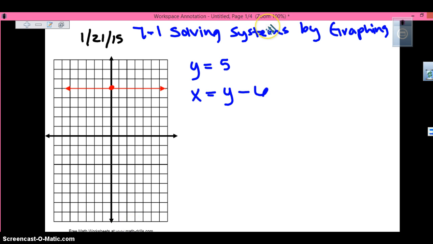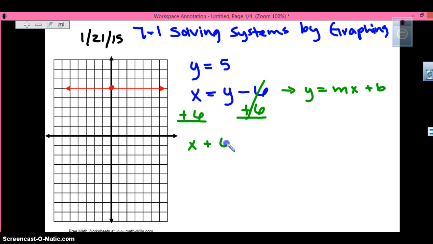Then we have to graph the second line. The second line says x equals y minus 6. We need to change this to slope-intercept form, which means we need to change it to y equals mx plus b, so that we can see the slope and the y-intercept. That means we need the y by itself. We can add 6 and add 6. That means x plus 6 is equal to y, which means the same thing as saying y equals x plus 6.